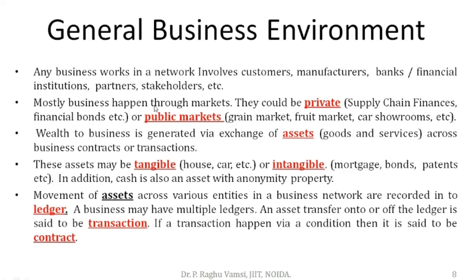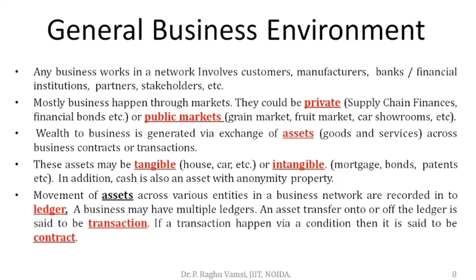Mostly business happens through markets. It may be any market. For example, the fruit business will happen through a fruit market, or maybe the sabji mandi, or electronics will happen through some electronic stores, or maybe online platforms. These markets could be private, such as supply chain finances and financial bonds, or public markets like the grain market, fruit market, and car showrooms.